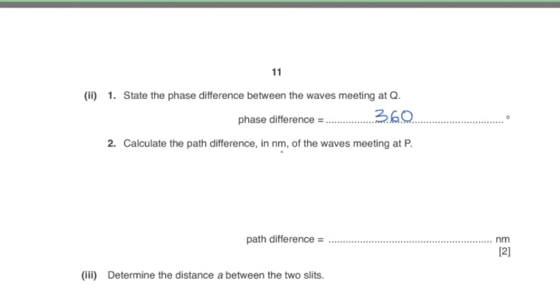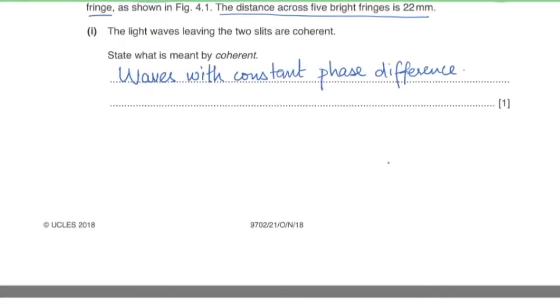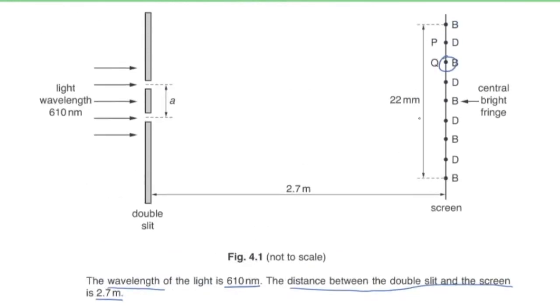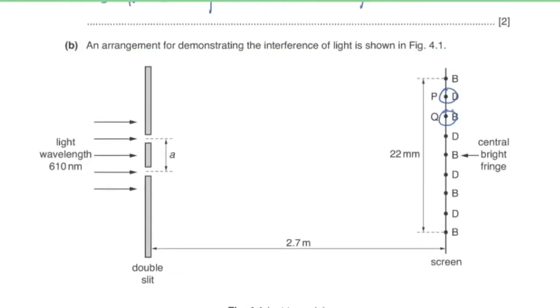Calculate the path difference in nanometers of the waves meeting at P. So P, as told, is the center of a particular dark fringe. Now, the first thing to be noticed is that this B is the central bright fringe, which will have a 0 path difference between the incoming waves from these two slits. Next are this D and this D. These two Ds will have a path difference of half lambda, which makes them dark fringes.